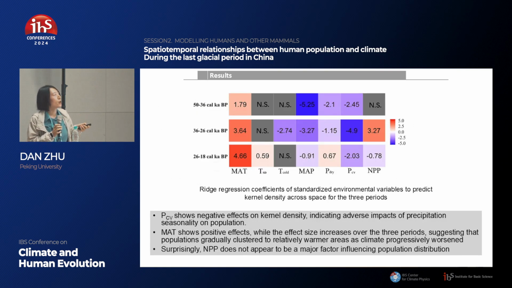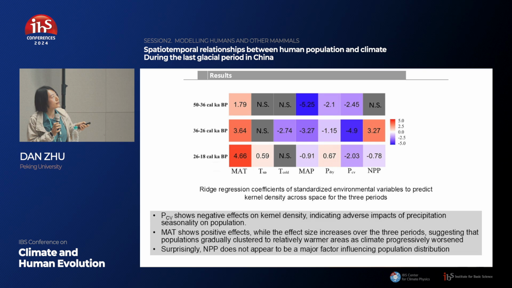And here is the regression coefficient in this multiple linear regression model. We considered 7 potential predictors, including the mean temperature, precipitation, their extreme values, and their seasonality, and also NPP. So this is separated for the 3 different time periods.